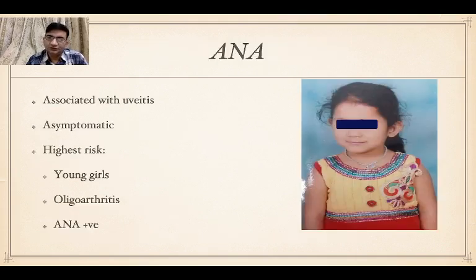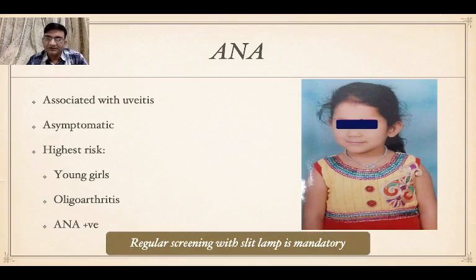Extremely important for us to know is that whenever we have a child with oligoarthritis, the only important investigation I would say is antinuclear antibodies. Antinuclear antibody positivity is highly associated with occurrence of uveitis in these children. Uveitis is asymptomatic. The highest risk of uveitis is in young girls who have oligoarthritis and are antinuclear antibody positive. And that is why regular screening with slit lamp is mandatory in children in whom we diagnose oligoarthritis.